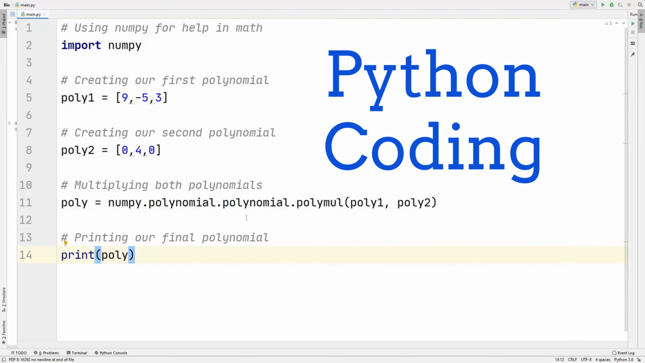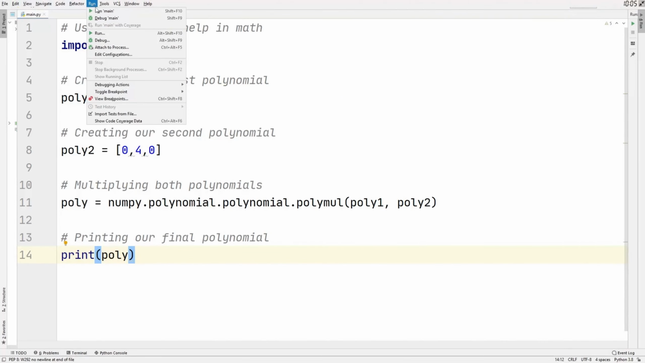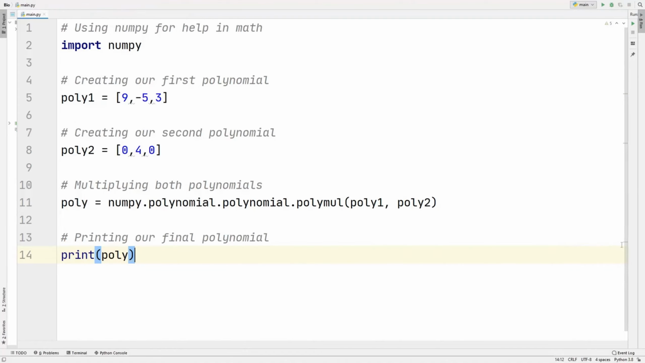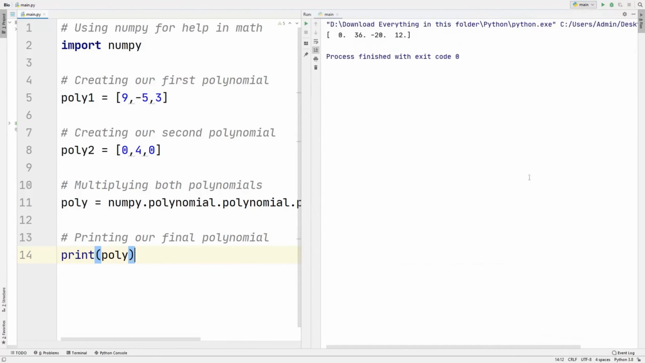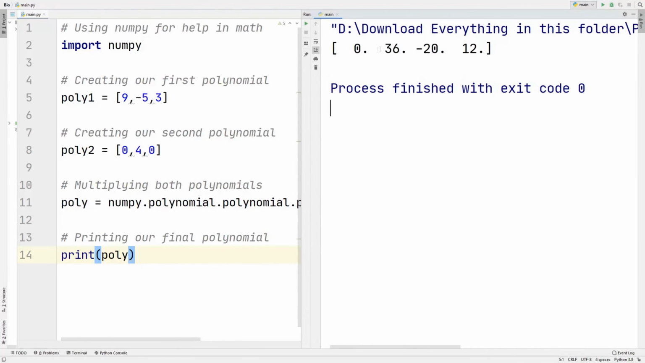So let's just run this to see how it looks. If we just run this here, we get 0, 36, -20, and then 12. If we remember our answer from when we were multiplying and dividing polynomials, our actual answer was 12x cubed minus 20x squared plus 36x.